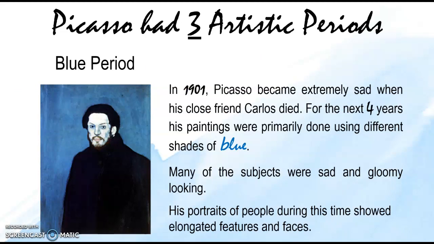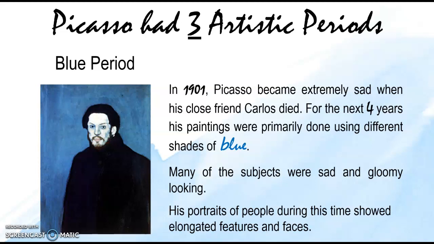The blue period is called the blue period because in 1901, Picasso got really sad when a close friend, Carlos, died. For the next 4 years, his paintings were done basically using just different shades of blue. Many of his paintings and subjects looked sad or gloomy. And during this time, the people that he painted had elongated features and faces.